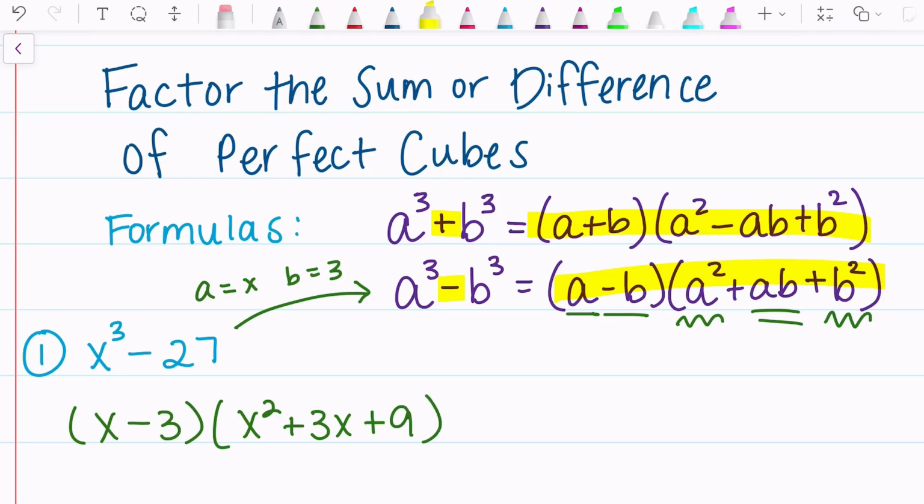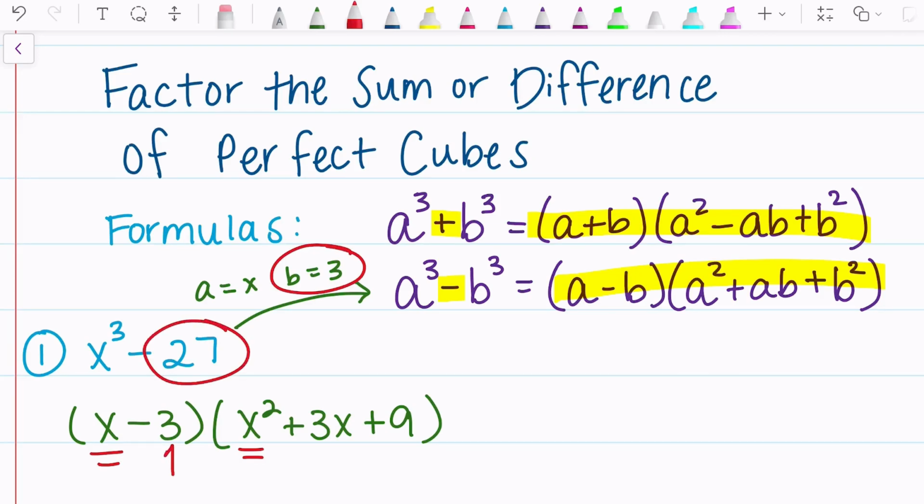So again, what I did here is I take the a and b by doing the cube root. The cube root of x cubed was x. So I take that value and write it here, and then I square it and write it here. The next part is to figure out what b was. B was 3, because that's the cube root of 27. So I put that value here, and then I square that value here, 3 squared. The middle comes from just multiplying those two things together. 3 times x is 3x. So that's where they come from.